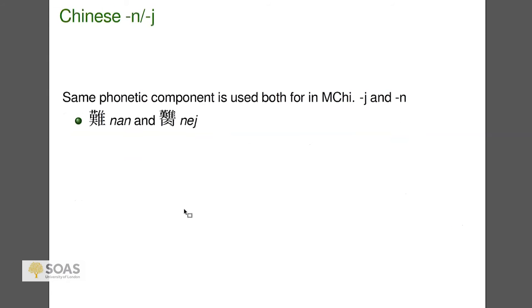So now I look at an example from Chinese of dialect, interdialectal borrowing. So some phonetic components in Middle Chinese have both ya final and n final readings. So here's nan, and ne, and you can see that the whole character nan is sitting on top of the radical meat in the second character. So if phonetics are used to represent sound, you would expect the second one to be nan, but it's not, it's ne. So that's the kind of phenomenon we're interested in.